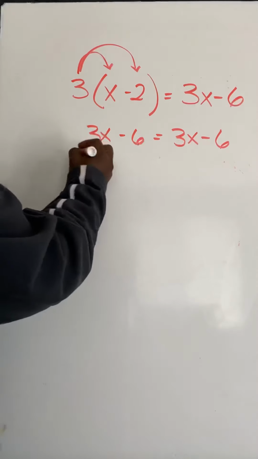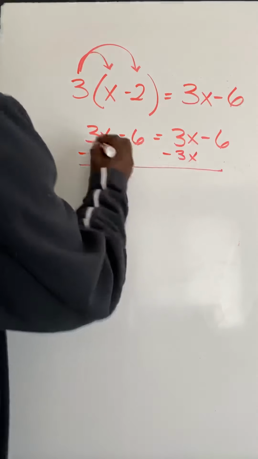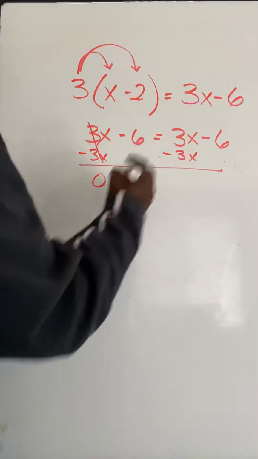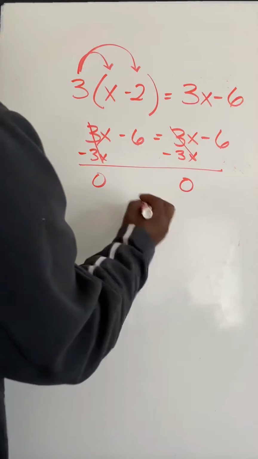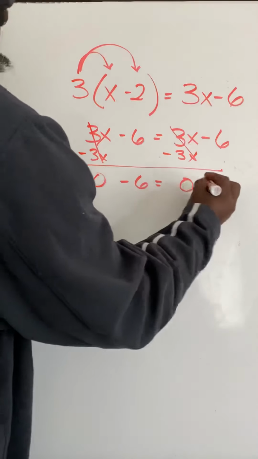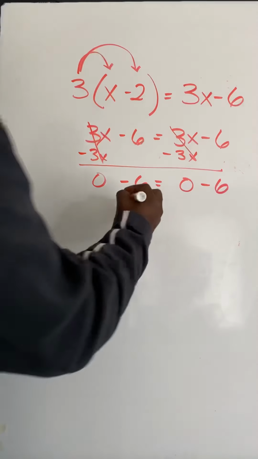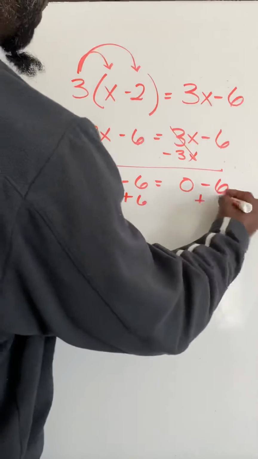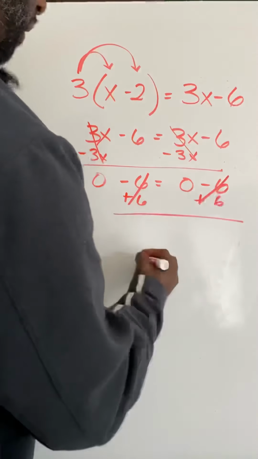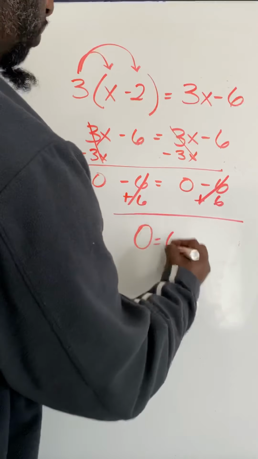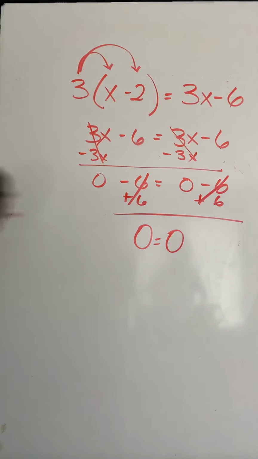Okay, I have a 3x, so I'm going to subtract 3x from both sides. Whoop, 0 pair. That's 0. 0 pair here. That's 0. What does it leave us with? Negative 6 on both sides. So guess what? I'm going to get rid of the negative 6. I'm going to add 6. Guess what I just did? 0 pair again. 0 pair again. 0 is equal to 0. That tells you no matter what number I put in there, I'm going to get the same thing.